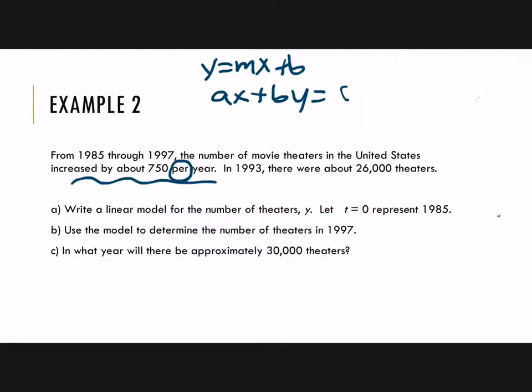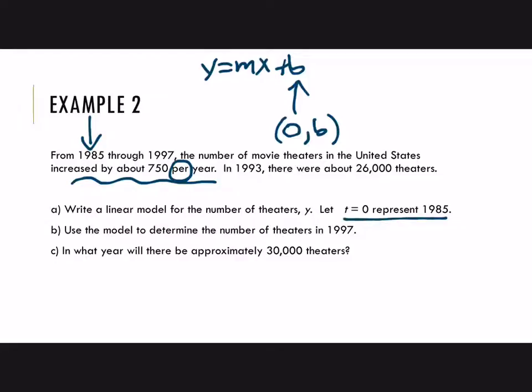How about a starting amount? So notice in this one, our starting year is 1985. And remember that if we're looking for this y-intercept, this b, remember that that's actually the point (0, b), because that's a y-intercept. The x-coordinate is 0. But when t equals 0, that's 1985, and I don't know how many theaters there were in 1985. We're not given that information.